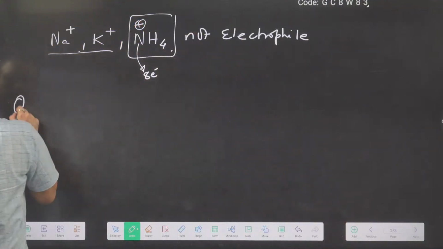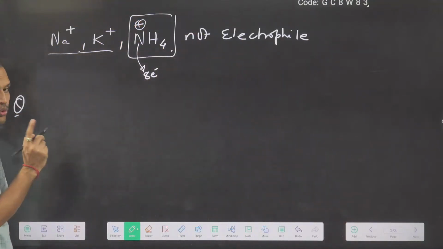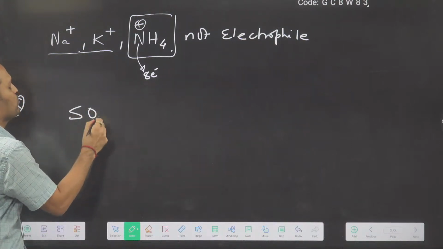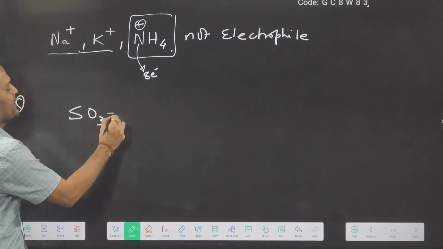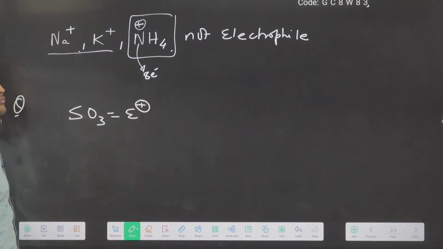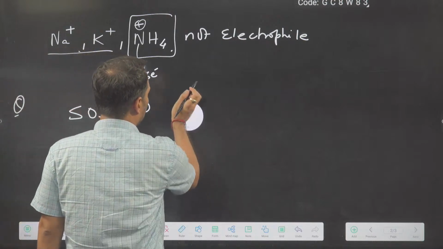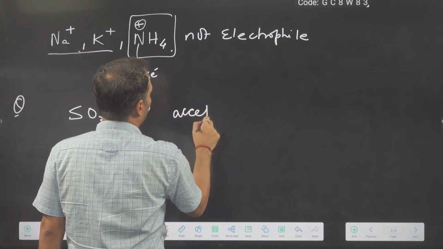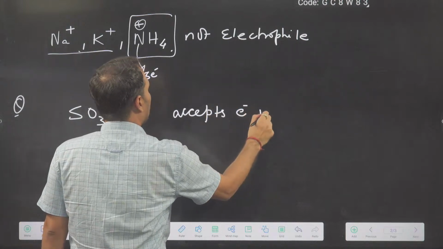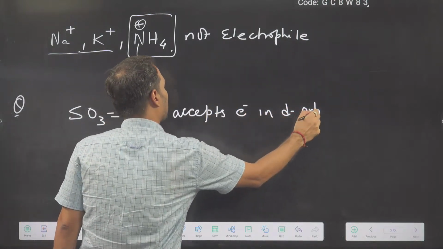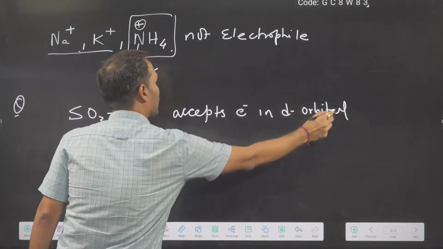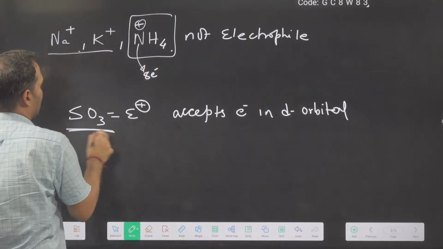One thing is there, they will talk about SO3, sulfonation. They will say SO3 is an electrophile, and they will ask you how. So you will have to say that it has a d orbital, it accepts electrons in the d orbital. So this is the electrophile in sulfonation.